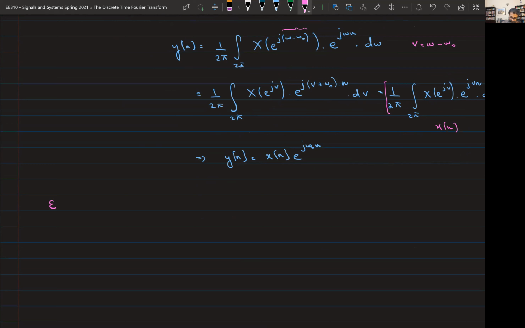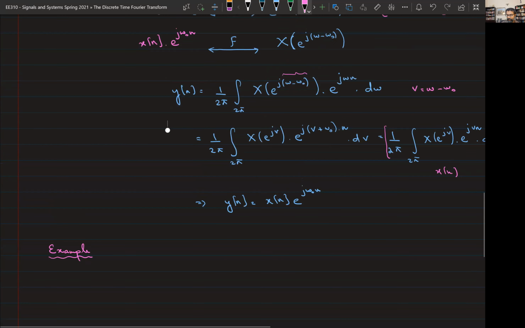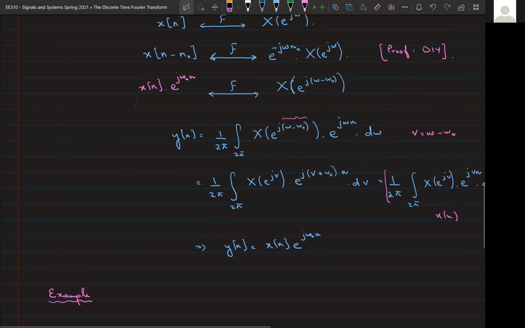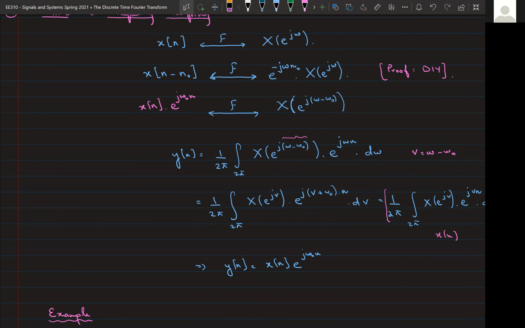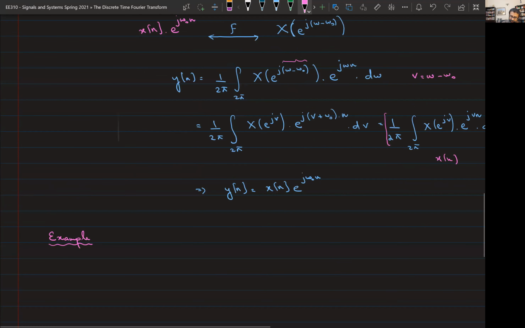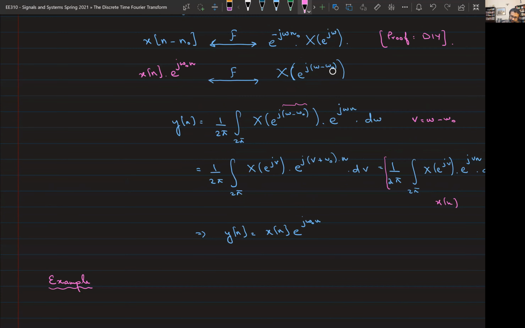Ajitala: So would this be e raised to j omega n or n naught? No, this is n, because the shifting is not by n naught. When I'm talking about this expression here, there was no n naught anywhere, was there? It was just omega naught. Okay.